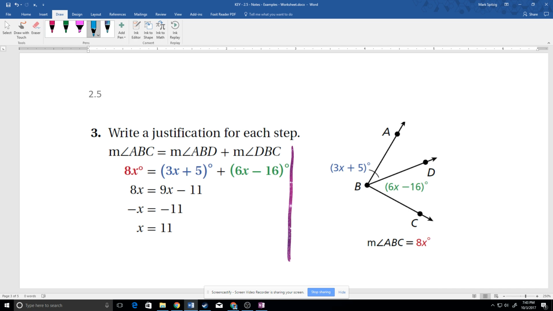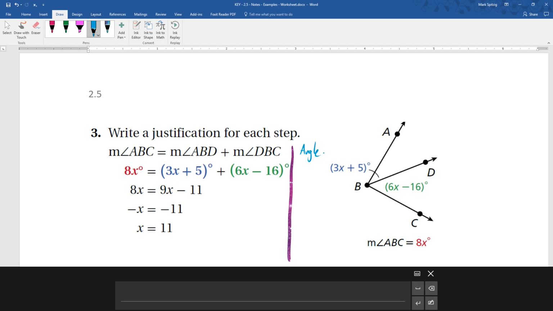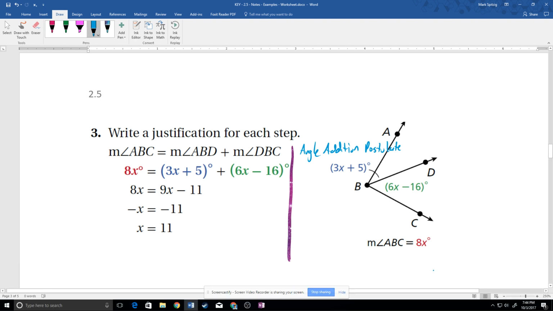That right there is essentially what the angle addition is, right? We're literally adding two angles together. The angle addition postulate says... We talked about one of the examples we did above was the segment addition postulate. This is the angle addition postulate. Makes sense. It's adding angles together. All right, so the next one.